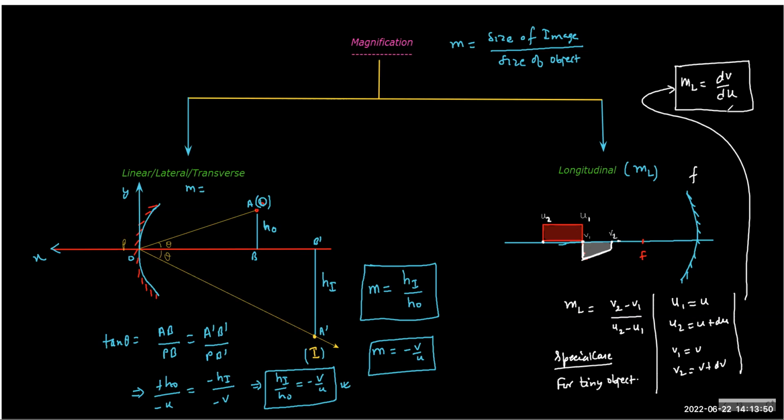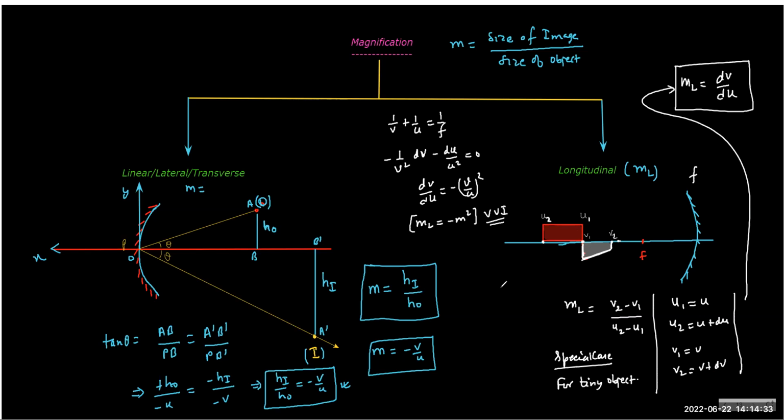And why is this formula so useful? Because we know the mirror formula. F is a constant quantity, because for paraxial rays F is going to be a fixed value. If you differentiate, this will be 1 by V square into dV and dU by U square equals 0. The dV by dU turns out to be minus V by U whole square, which we can also think of as the longitudinal magnification becoming the square of the transverse or linear magnification. That's a very important relation.